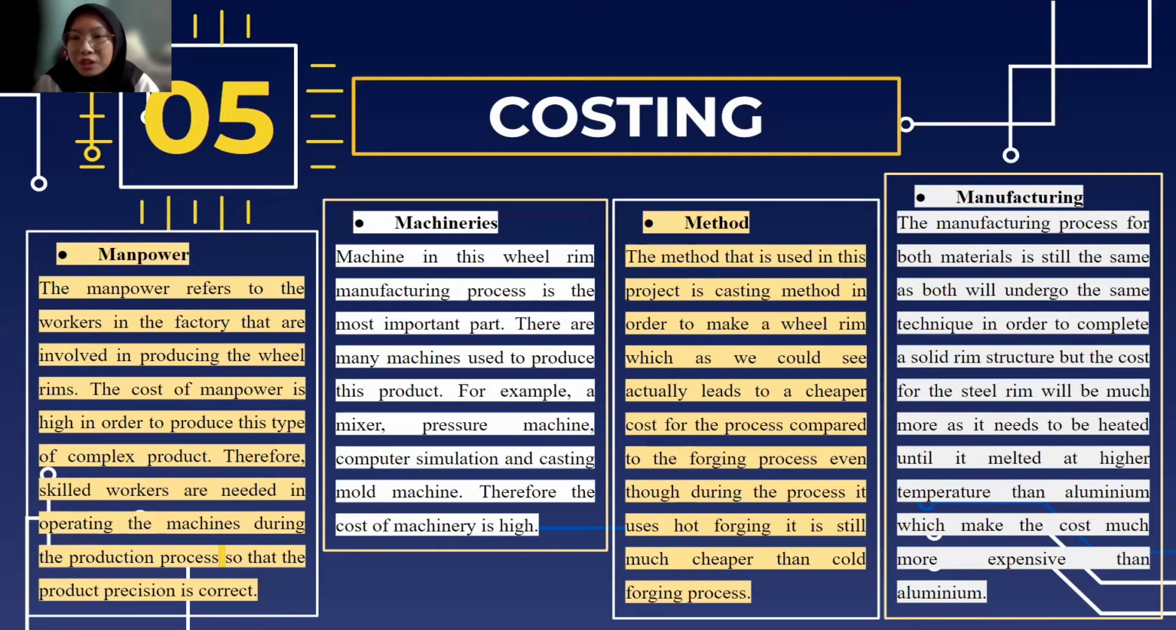The last one is manufacturing. The manufacturing process for both materials is still the same, as both will undergo the same technique in order to complete the solid rim structure, but the cost for the steel rim will be much more as it needs to be heated until it melts at a higher temperature than aluminium.